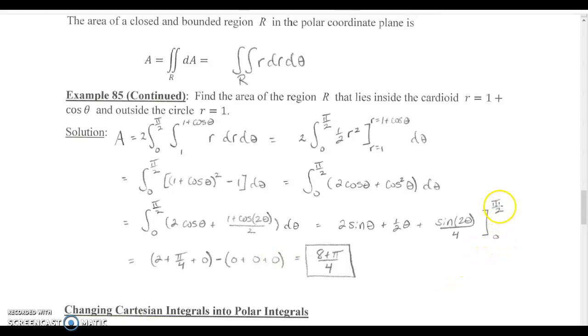Evaluate that from 0 to pi over 2. Plug in pi over 2, I get 2 times the sine of pi over 2, which is 1, so 2 times 1 is 2, plus 1/2 times pi over 2, so that's pi over 4. Sine of 2 times pi over 2 is sine of pi, which is 0, and then minus, plug in 0 for theta everywhere, and I get 0. So write 2 plus pi over 4 as a single fraction. The common denominator is 4, so I get (8 plus pi) divided by 4.